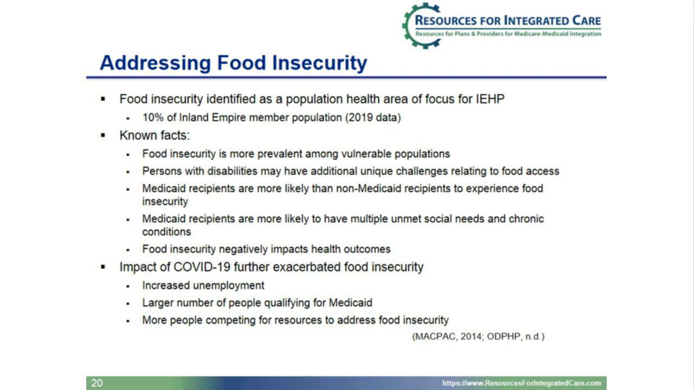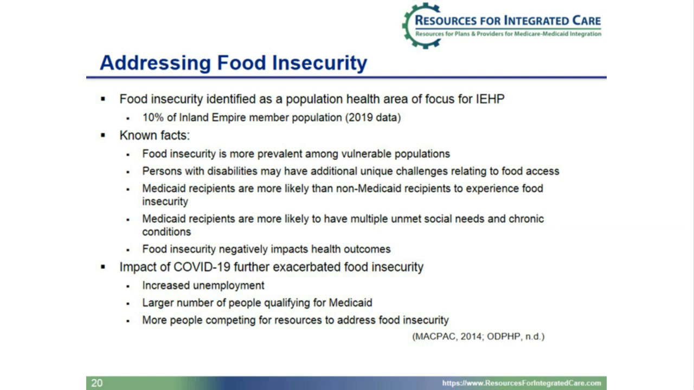Additional issues that may impact our dual-eligible population with disabilities are unemployment or underemployment, physical, cognitive, and sensory limitations, and of course the transportation challenges that Jose was highlighting a few minutes ago. Additionally, Medicaid recipients are more likely than non-Medicaid recipients to experience food insecurity. Medicaid recipients are also more likely to have multiple unmet social needs and chronic conditions. Food insecurity overall will negatively impact health outcomes.